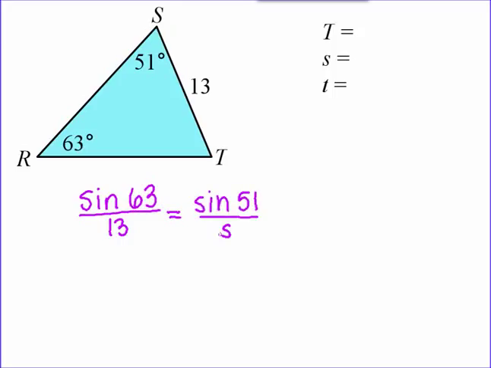Good. So remember, this is side S here. This is side T. So on your calculator, what you need to do, 13 sine of 51 divided by sine of 63. So 13 times the sine of 51 divided by the sine of 63. 11.34. Did somebody else get that?